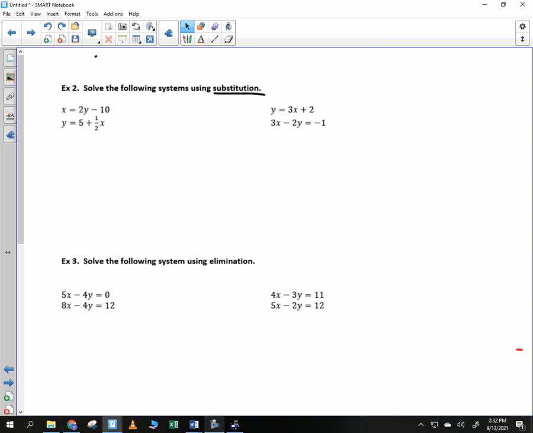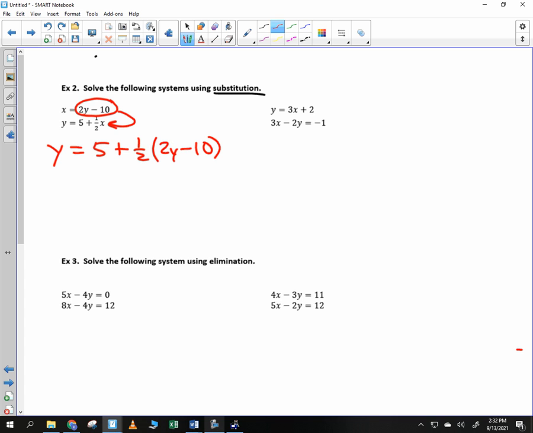Okay, so I'm going to take this thing right here, which is x, and I would drop it right where the x is. So I have y is equal to 5 plus 1/2 times, now this whole thing goes in for x, 2y minus 10. I distribute that 1/2, and I get y is equal to 5 plus y minus 5. The 5's cancel, and what are you left with? Is y equal to y all the time? Yeah, so what do you think my solution is? Infinite solutions.